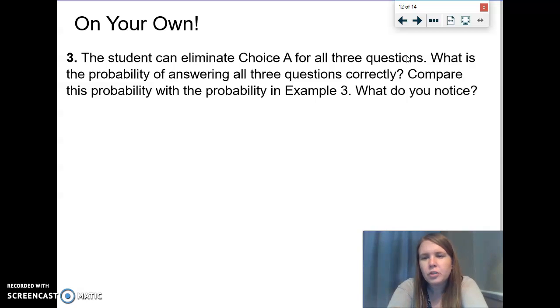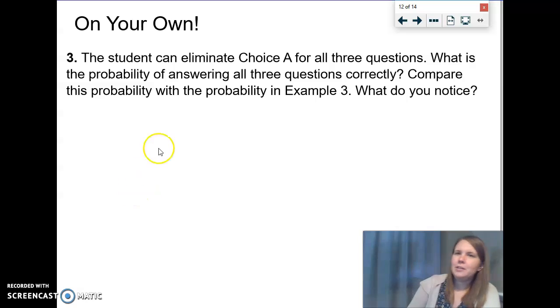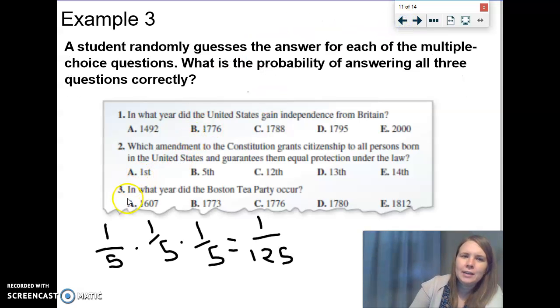So maybe Mr. Bo goes, you know what? I made a mistake. I put too many options there for you. It's really challenging. I'm going to tell you that from problems 1 through 3, A is not the answer. So you'd go back to your test and be like, okay, A is not the answer. So you're crossing off option A.